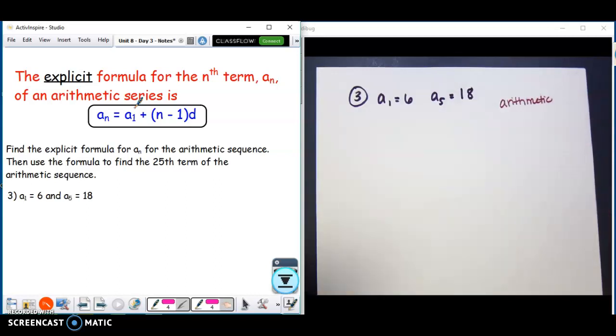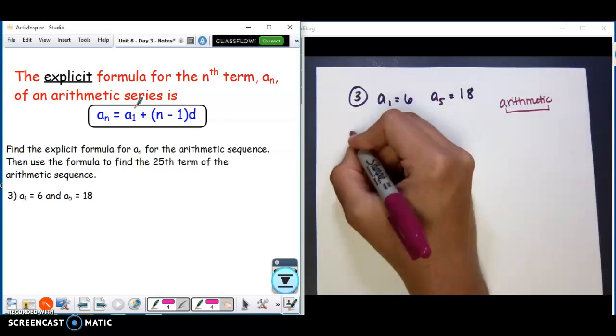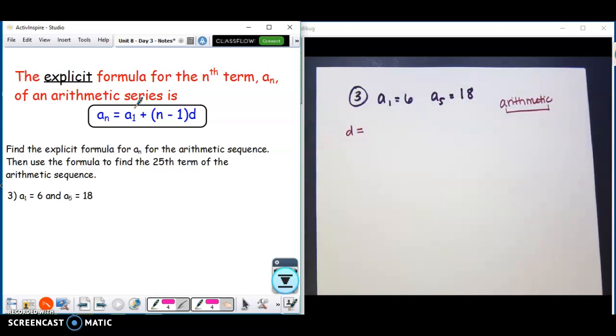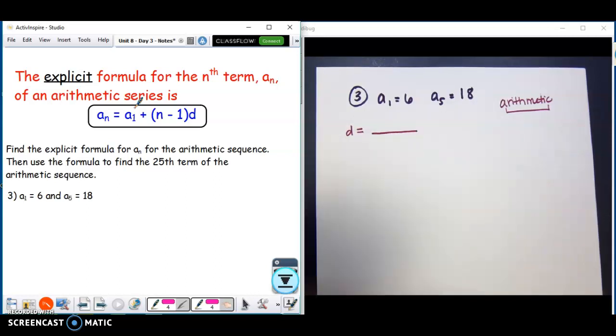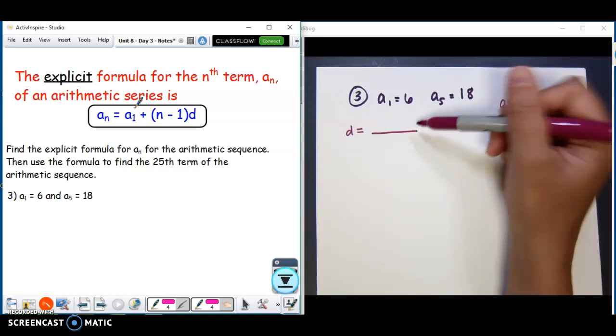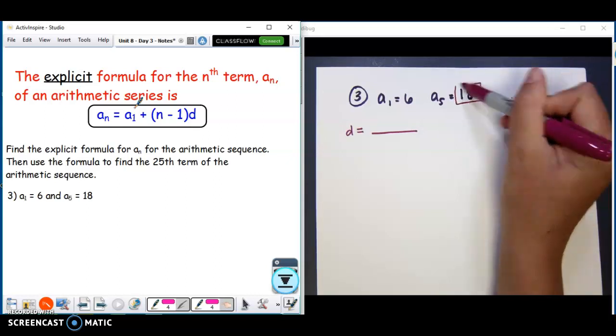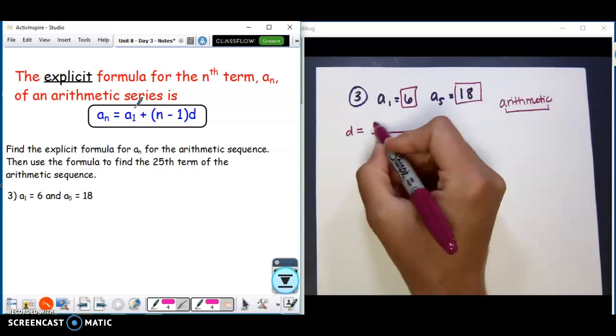Okay, so what you're going to do first, if you know it's arithmetic, we know we're going to need a common difference. So to get the common difference when you don't have the sequence written out, you're going to subtract in the numerator. So we're going to do this 18 minus this 6.